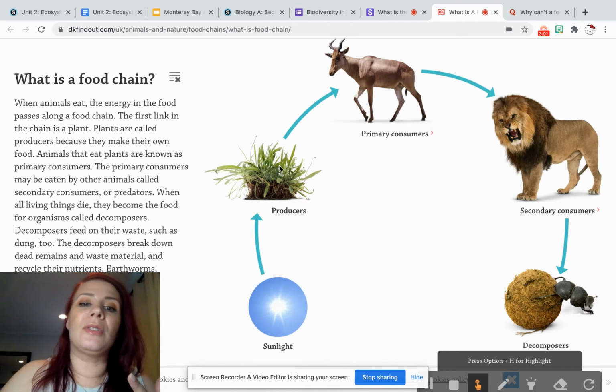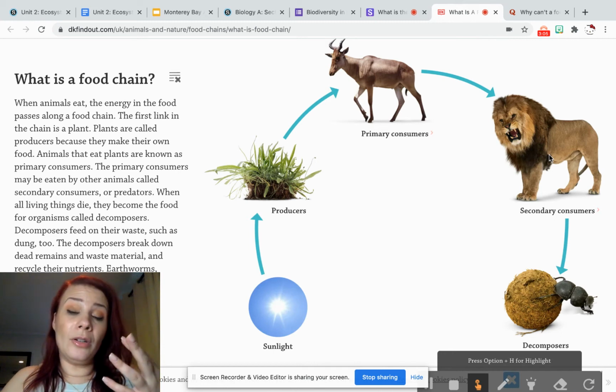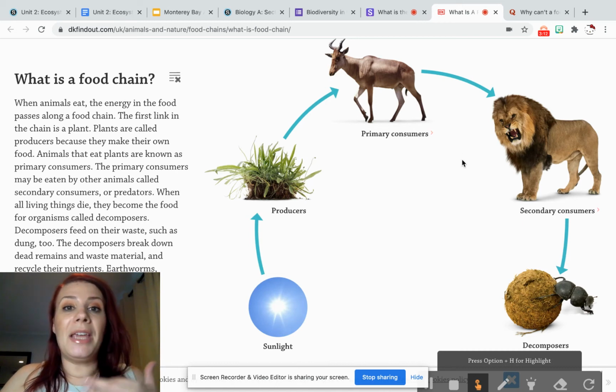Primary consumers are animals that only eat plants. Secondary consumers can be omnivores, so they can be animals that eat plants and other animals. And tertiary consumers tend to be animals that only eat other animals, or are known as carnivores.